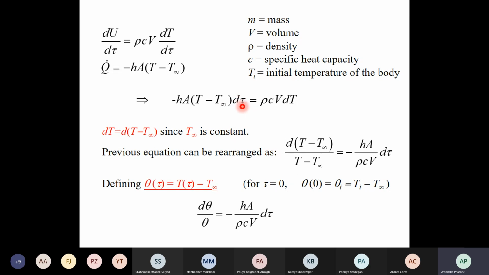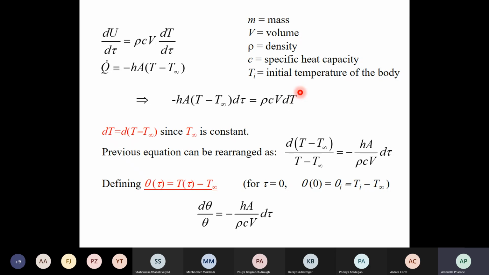Now, I introduce an auxiliary variable, theta, as a function of tau. Theta, again, is defined as T minus T infinite. Why do I use this additional variable? Because I observe that dT is equal to d of (T minus T infinite), because T infinite is a constant, so it's the same. To have the same variable on the left side and on the right side of the equation. In this case, by introducing theta, I can write the equation like this.